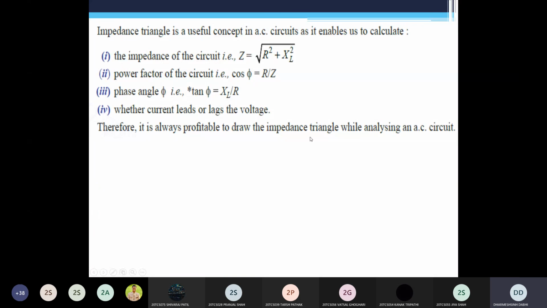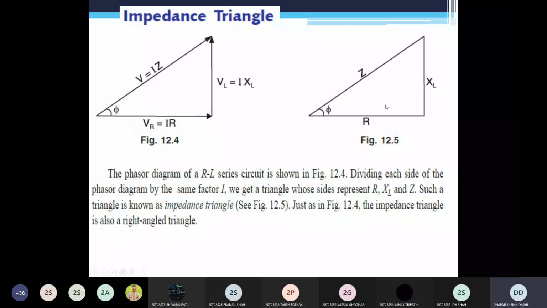Then the power factor angle you can also find from tan phi, as we already saw, tan phi is equal to XL by R. Then you can also find out whether the current leads or lags the voltage. If you look at this phasor diagram, you can directly see the resistance on this x-axis and, vertically at 90 degrees advanced, there is XL. The vector summation of R and XL is Z. Here phi is nothing but the angle between voltage and current. Here the x-axis is current and the y-axis is voltage, so it means the current lags behind the voltage. So from the impedance triangle you can identify whether the current leads or lags the voltage.